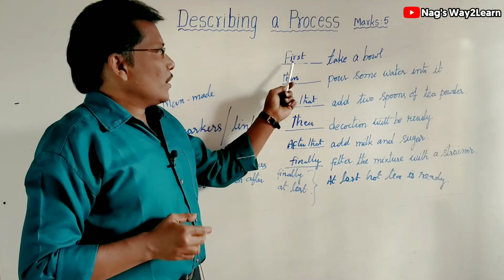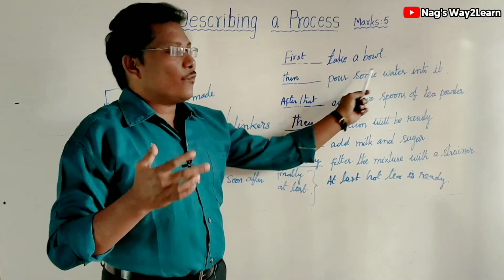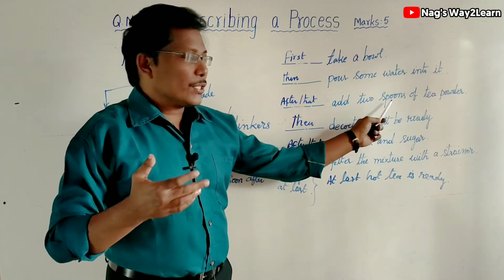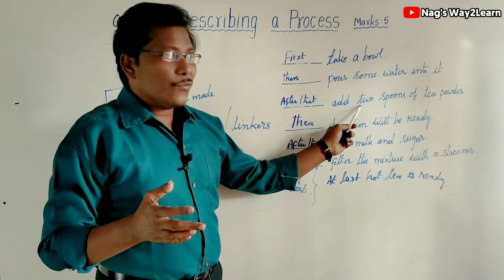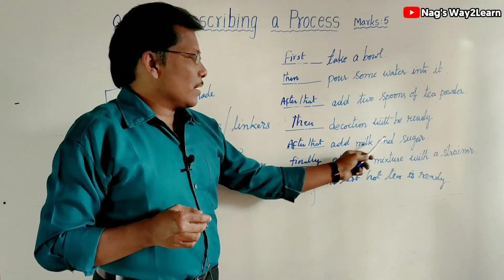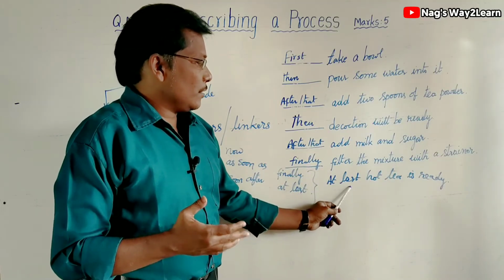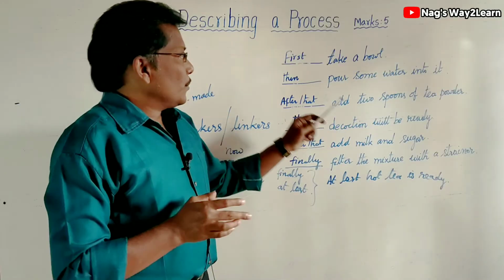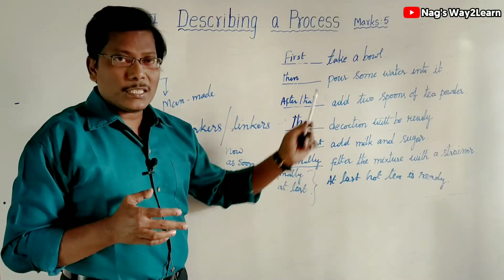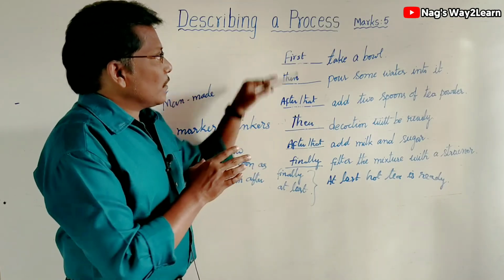Okay, you understand? So first take a bowl and put it on the burner in a low flame. Then pour some water into it and let it boil for 2 or 2.5 minutes. After that, add 2 spoons of tea powder and again let it boil for 2 or 2.5 minutes. Then decoction will be ready. After that, add milk and sugar and finally filter the mixture with a strainer, and at last hot tea is ready. So if you use these linkers or sequence markers like this to connect the individual sentences, you can get the complete paragraph. Okay, so this is the way of writing the paragraph.